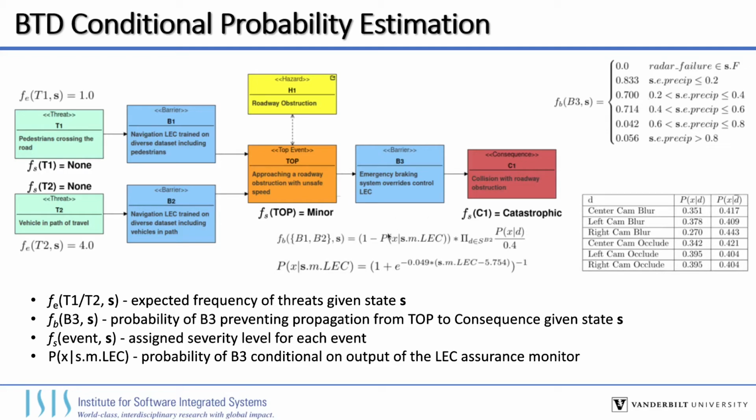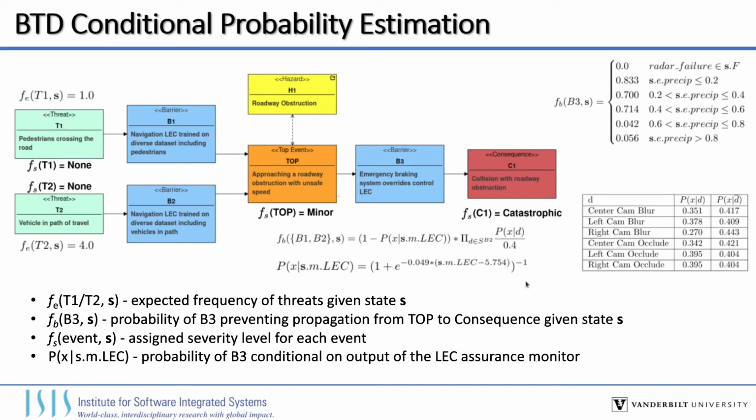FB, there's 2 of these functions, and these give the probabilities of, or the effectiveness of, the barriers B1 and B2 for this function, and B3 for this function at the top right. This gives the effectiveness of those barriers given a particular state. In this case, this function has a lot going on, but it's essentially a continuous part based on the output of the LEC assurance monitor multiplied with a discrete part based on whether or not certain fault modes are present, as shown in this table here. And then the function for barrier B3 is a little simpler. It's just a piecewise function based on the level of precipitation detected in the simulator.